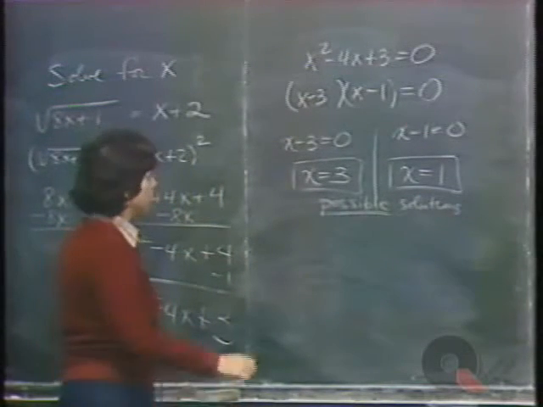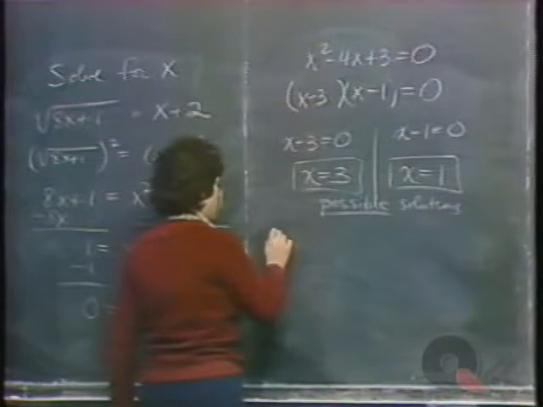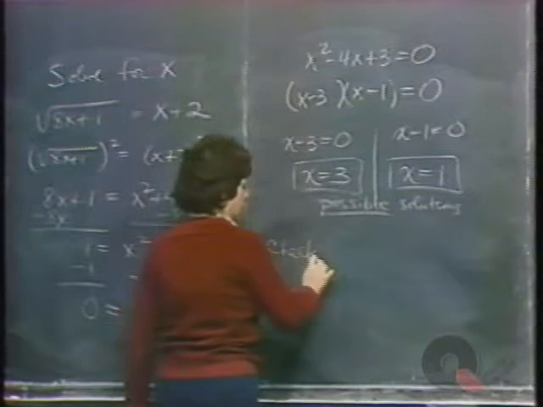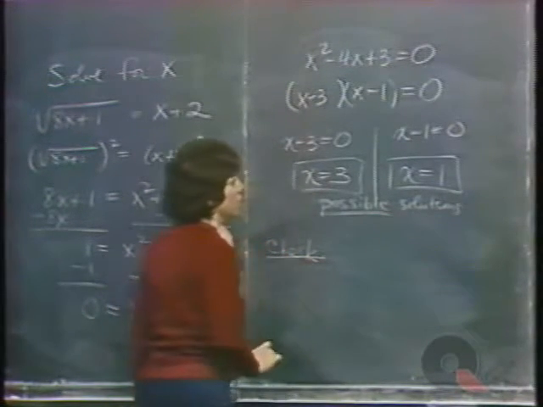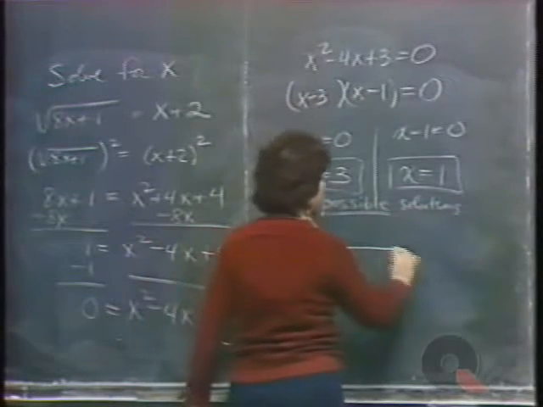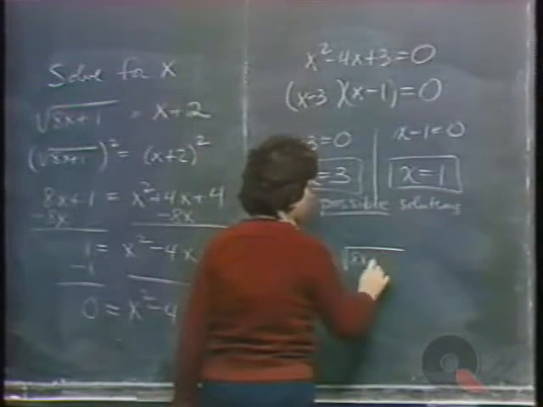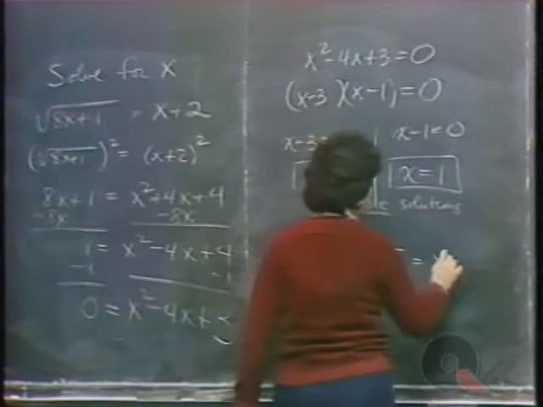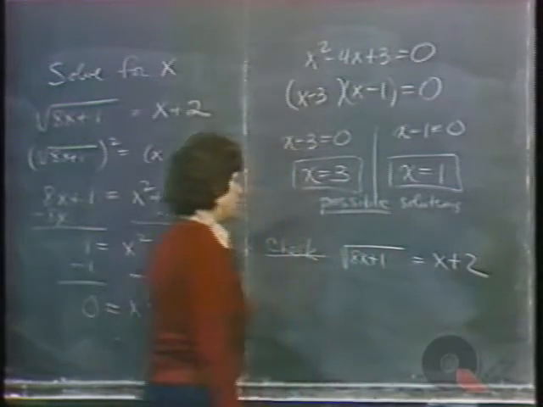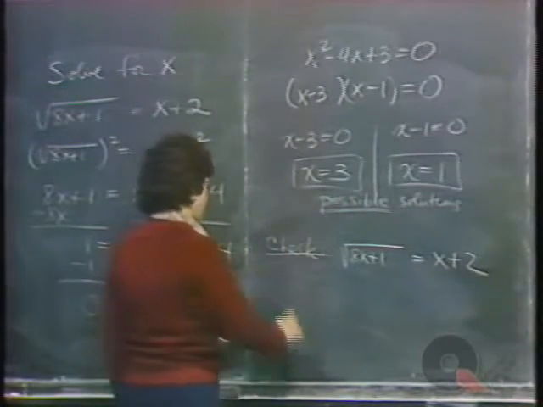Okay, so let's actually check these solutions. And to check, we will go back to the original equation. The square root of 8x plus 1 is equal to x plus 2. First, we will check the value x equals 3.